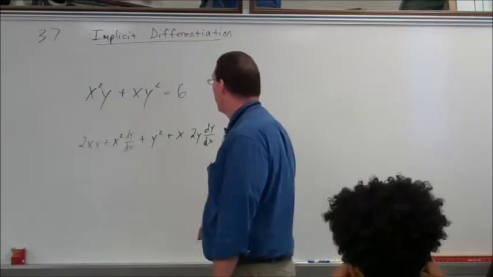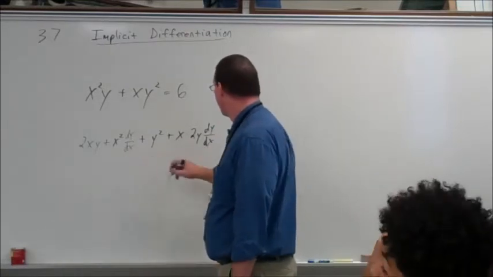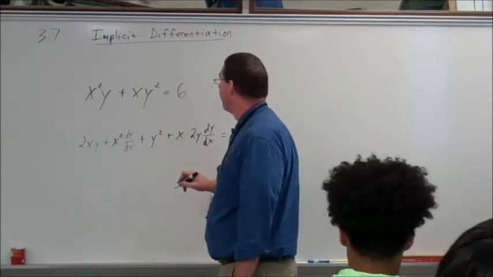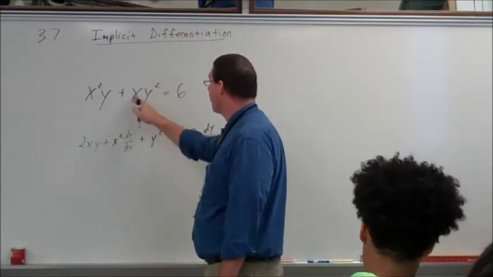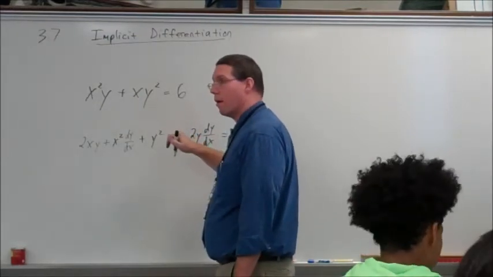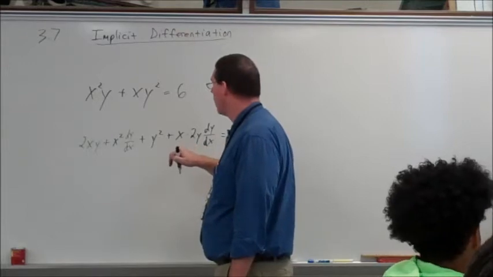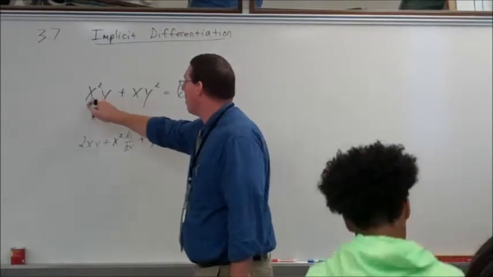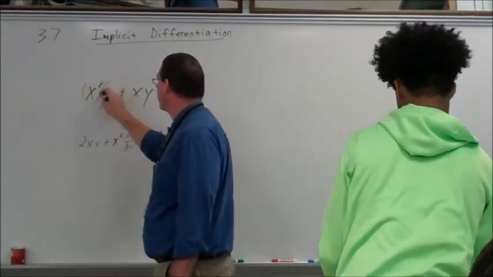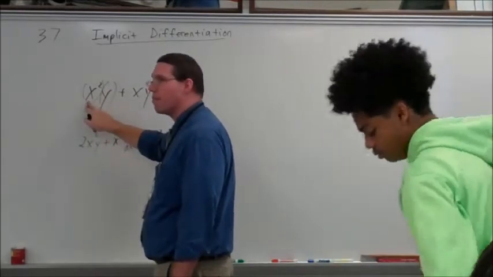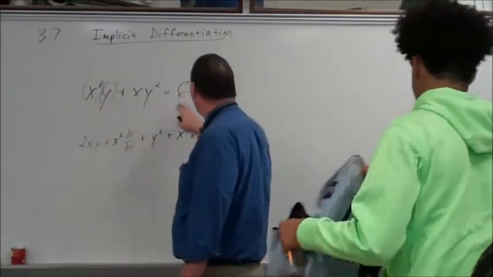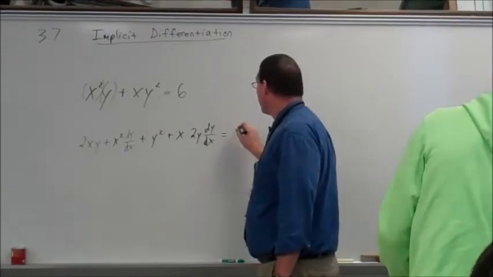So every time you do the derivative of a y, you have to slap on a dy/dx. When you find the derivative, x and y are variables, so why didn't you include the y? I'm doing the product rule. I'm treating these as separate functions. I'm doing the derivative of this, then times that. Derivative of 6 is 0.